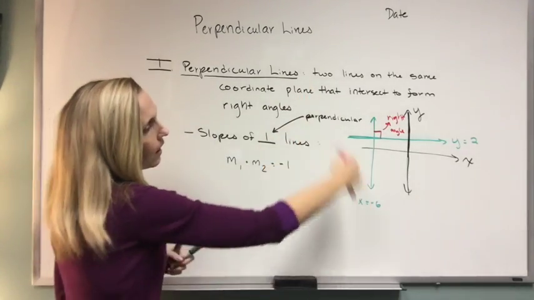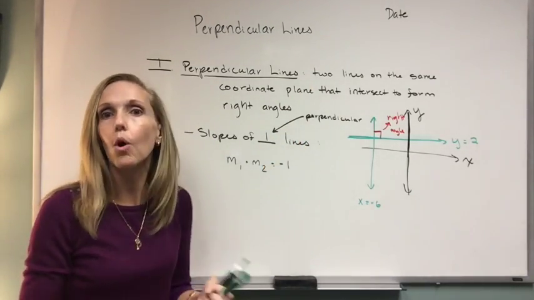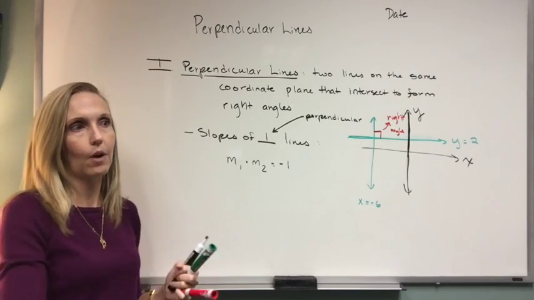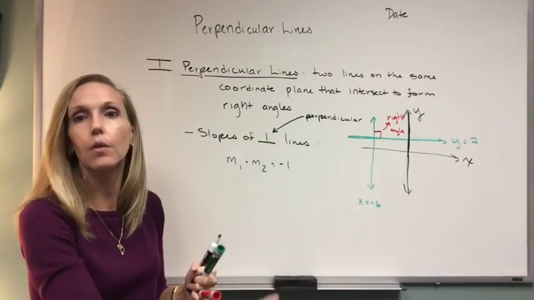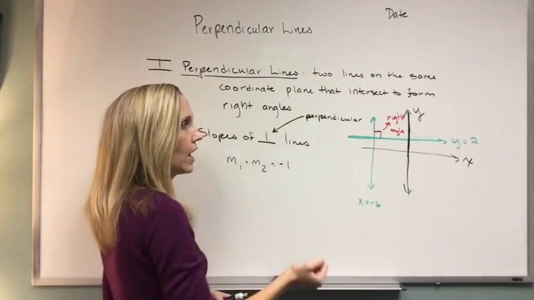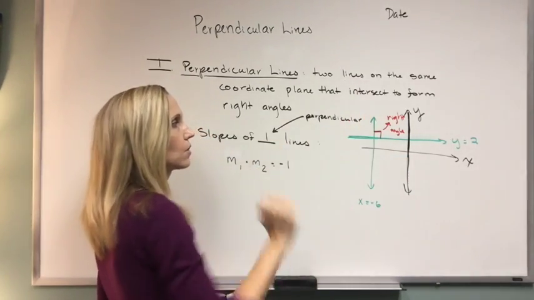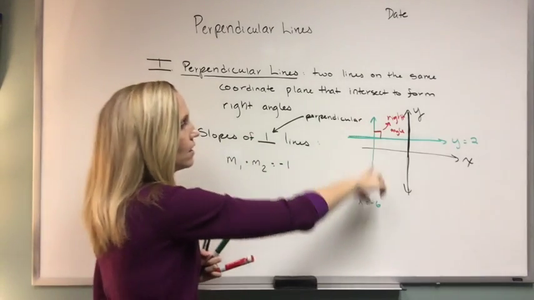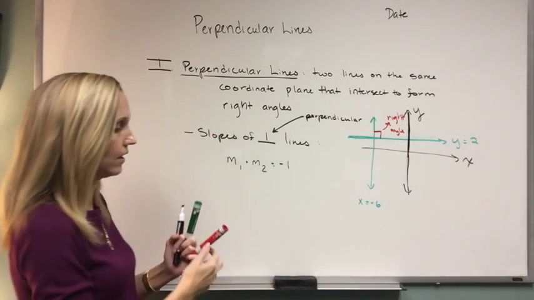So a horizontal line and a vertical line, when they intersect, will always be perpendicular. That's why our walls intersect with our floors at corners. So we note that when I have a horizontal line and a vertical line and they intersect, they intersect at a right angle. Therefore, this line is perpendicular to that line.